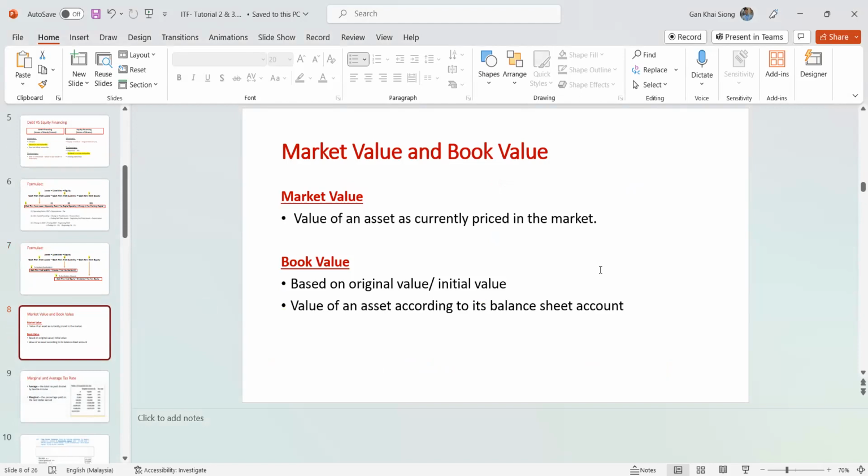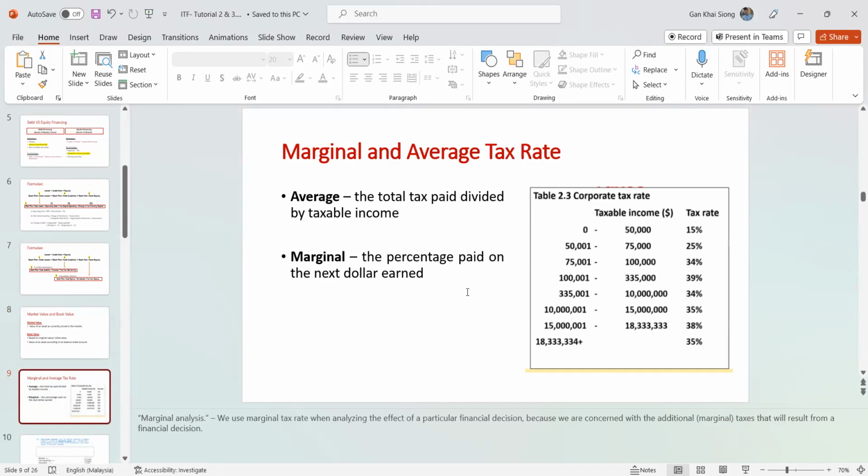That's what we call the value based on the current market price. What is book value? Book value is a value that's based on your original value, or the value that's stated on the balance sheet. So if the question mentions that the value is stated on the balance sheet, that's what we call book value. Okay, the next one is you need to understand the difference between marginal tax rate and average tax rate, because there will also be a question asking you to calculate average tax rate and marginal tax rate. So what is average tax rate?